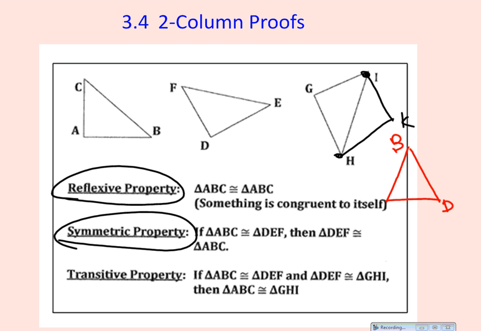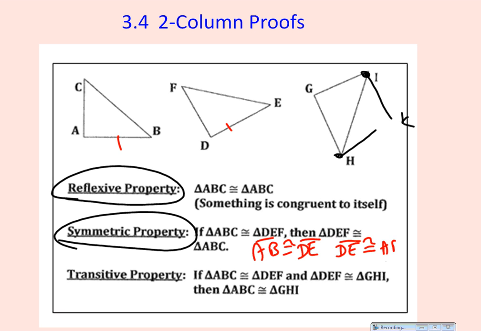If I flip around the whole thing, so if AB is congruent to, now let's go back here a second. If I say AB is congruent to DE, that is the exact same thing as saying DE is congruent to AB. Both of those are saying the same thing. That is the symmetric property. All I do is switch it around.